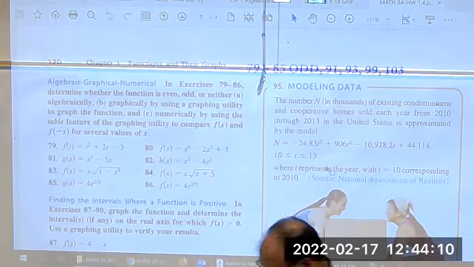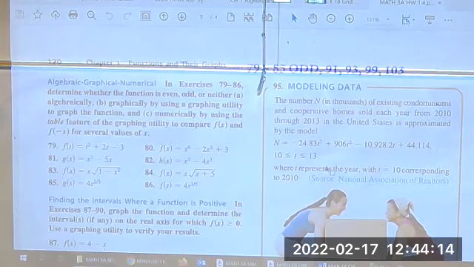Okay. So 59 or 61, what do you want to see? 59.